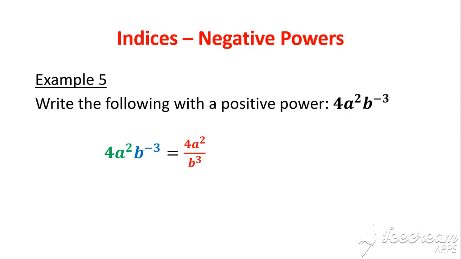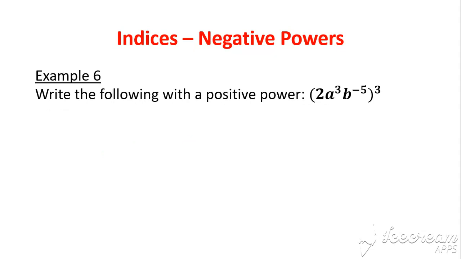Right, let's push on to the next couple of tricky examples. Let's write the following with the positive power. 2 times a cubed times b to the negative 5, all raised to the power of 3. Now I'm going to show you two different ways to tackle this problem. Here's the first way. Let's use the rule where we're going to multiply with the brackets.